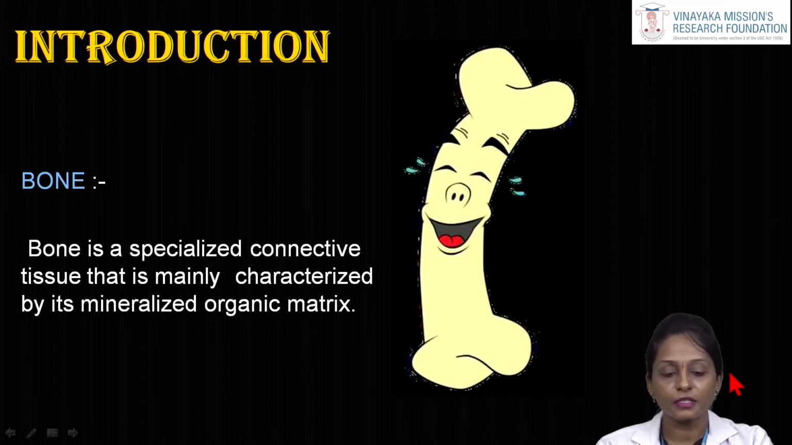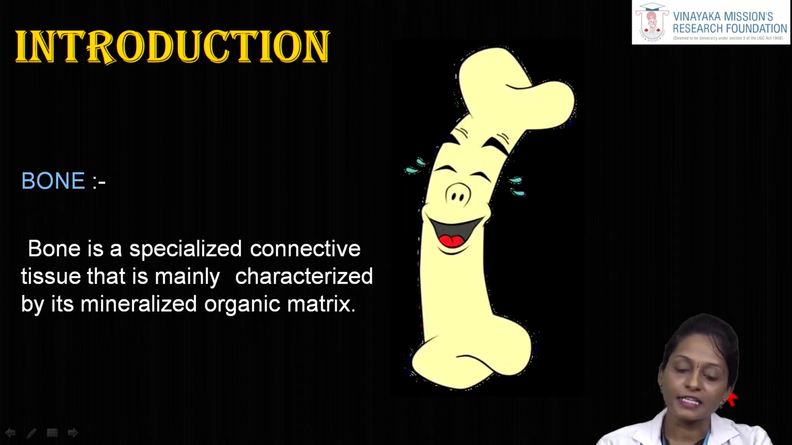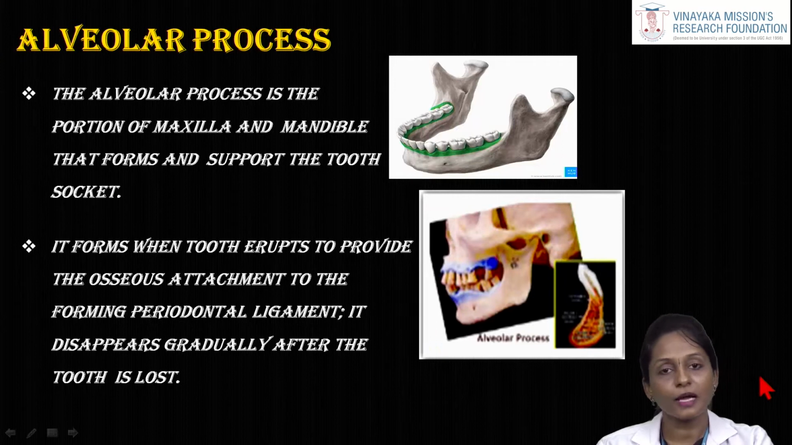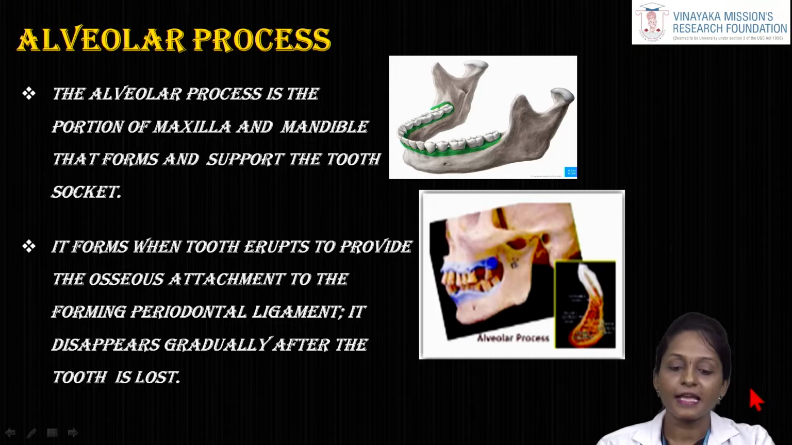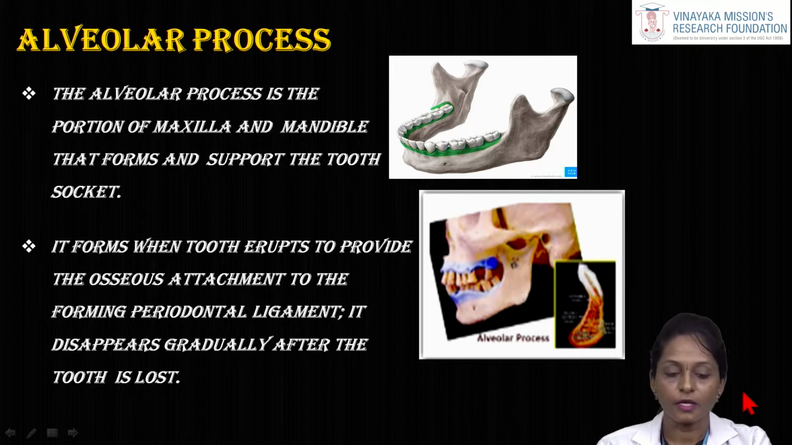So to start off with, you should know what an actual bone is. Bone is nothing but a specialized connective tissue that is mainly characterized by its mineralized organic matrix. So coming to alveolar process, how is this alveolar process different? The alveolar process is the portion of the maxilla and the mandible that forms and supports the tooth socket. It forms when the tooth erupts to provide the osseous attachment to the forming periodontal ligament, and it disappears gradually after the tooth is lost.